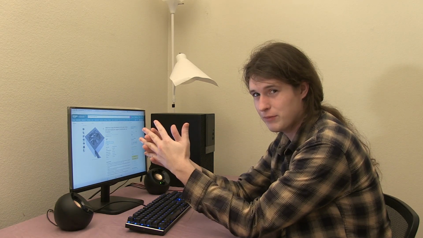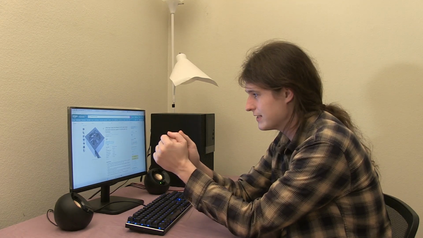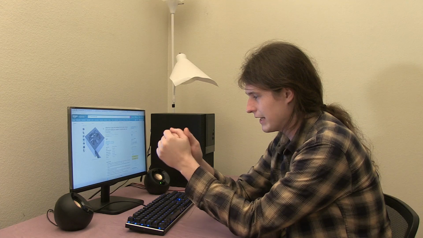But I feel like it'll probably benefit the GPU a little bit because it will have ample airflow going through there and then accelerated even more by the actual GPU fan itself. So that's kind of what I want to try.